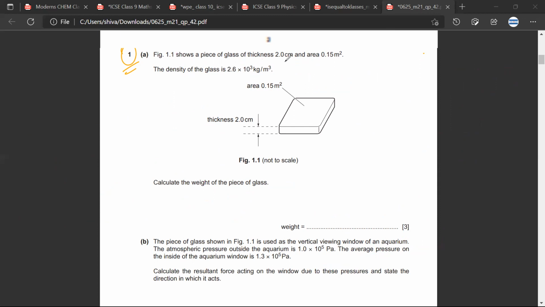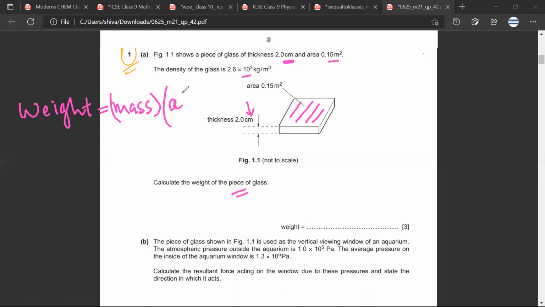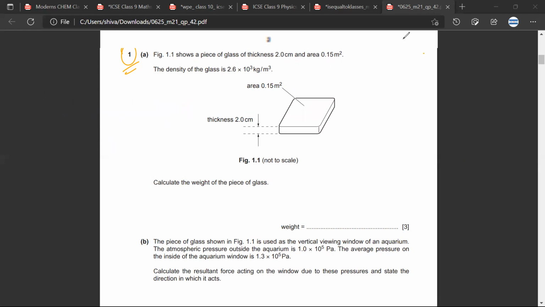Piece of glass of thickness 2 centimeter, area 0.15 meter square. What that means is that this area is 0.15 meter square, thickness is 2 centimeter. So density and what is the weight? Now another formula that we will require is weight is equal to mass into acceleration due to gravity, which is taken as 9.8 or 10 meter per second square. Chris, is it making sense? Yes, sir.